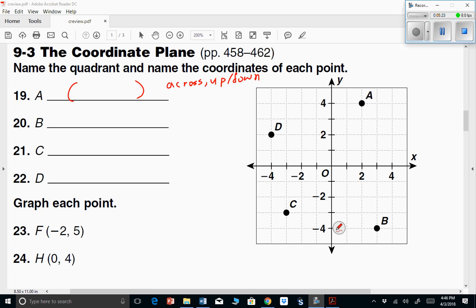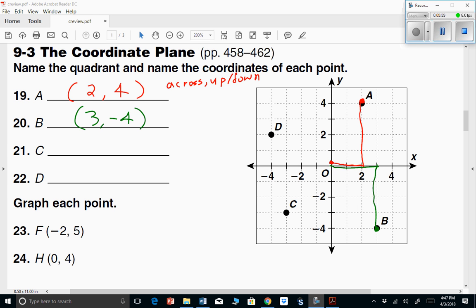So let's find A. You always start at the origin, go over 2, up 4. So your answer is 2, 4. Point B is right here. Go across first, across to 3, down to -4. So your answer is 3, -4.